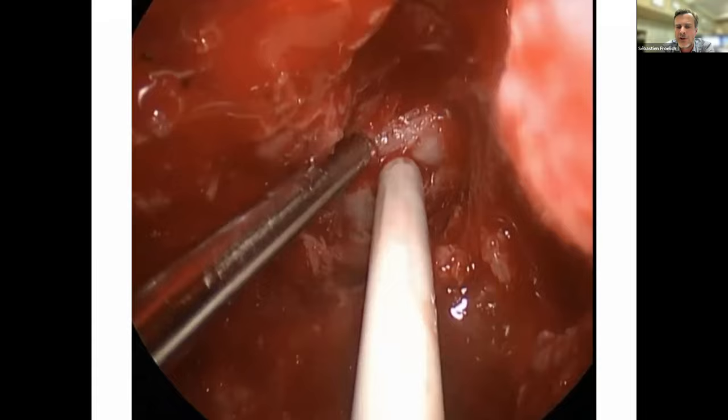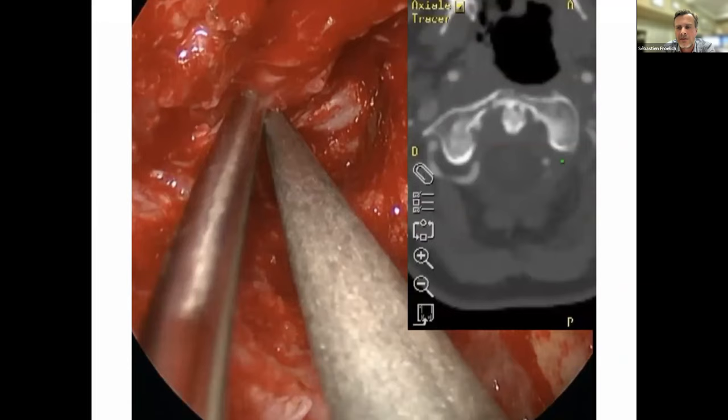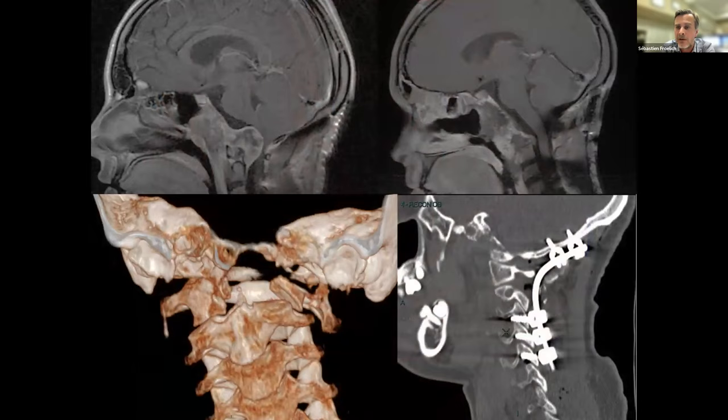And at the end of this resection, taking out the infiltrated bone, you have an access to the horizontal segment of the vertebral artery behind the condyle. It's a nice surgery, but for the patient, it's not the end. He had to be fixed the next day. You see the significant instability, and we could not wait to fix this patient.